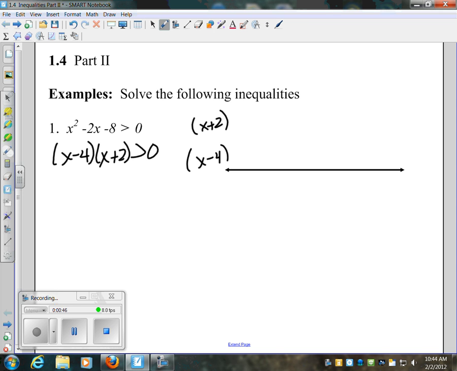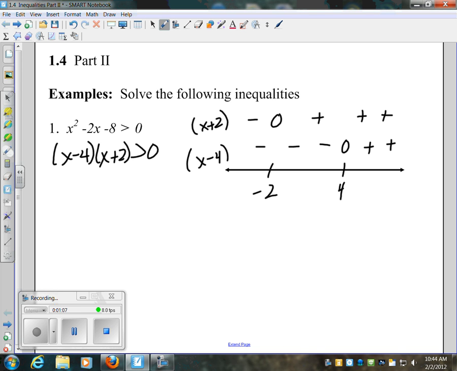So when I look at each factor individually, x minus 4 will be 0 at 4. And if the number is greater than 4, that factor will be positive. It will be negative if x is less than. And then we have x plus 2, a 0 at minus 2, still positive if it's greater than, negative if it's less than. And then underneath we have the combination.